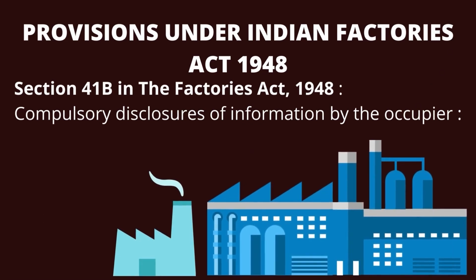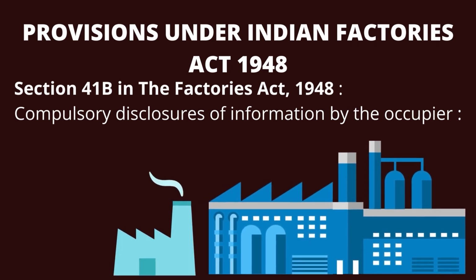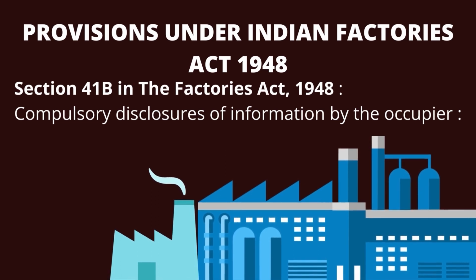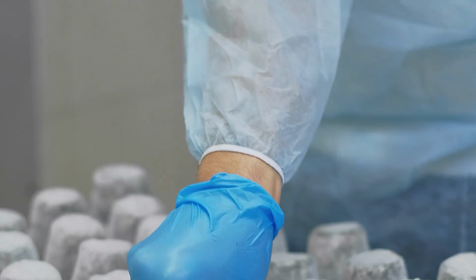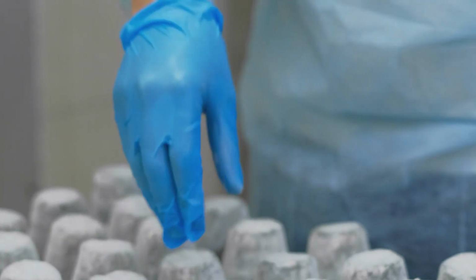Let us now see one act a little in detail, that too the parts which are related to occupational health. Now, section 41B. We will be dealing with few sections of this act only. Section 41B in the Factories Act 1948. It says that a compulsory disclosure of information by the occupier. That means the person who is occupying or running the factory or the establishment. So, under this, they have to disclose the following information compulsorily.